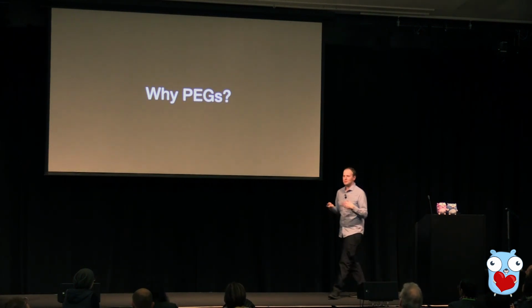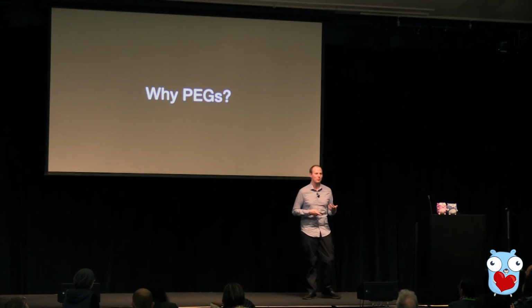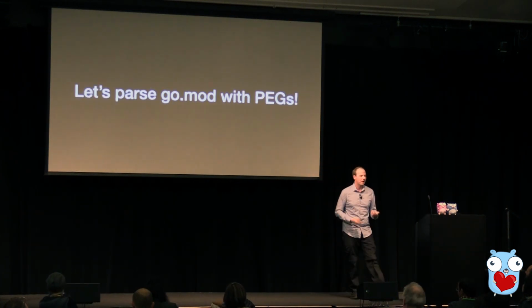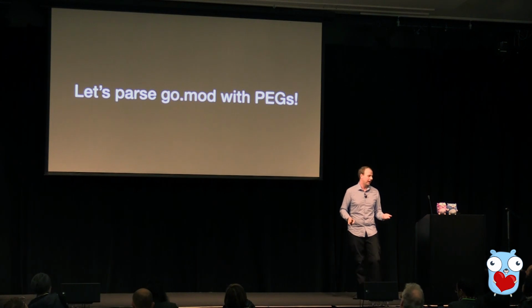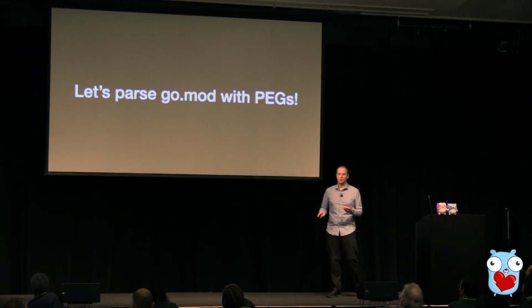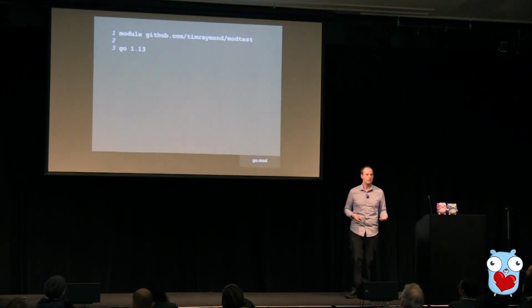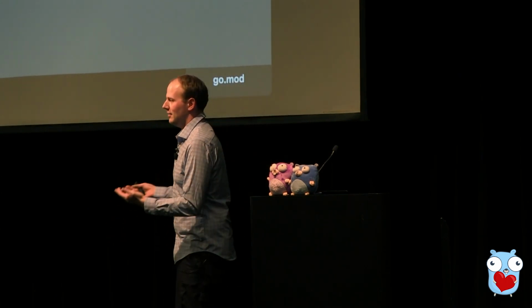To show you how PEGs work, we're going to take a look at parsing the go.mod file that was introduced in Go 1.11. This is a new file format, and this is the simplest go.mod file. It just describes the name of a module and the version of Go that it builds with.